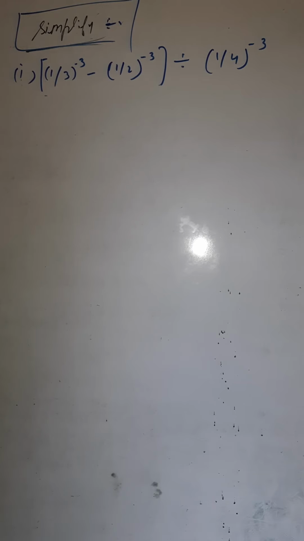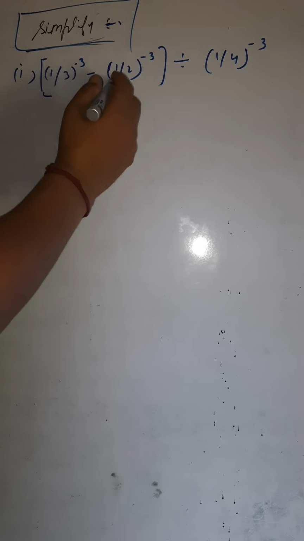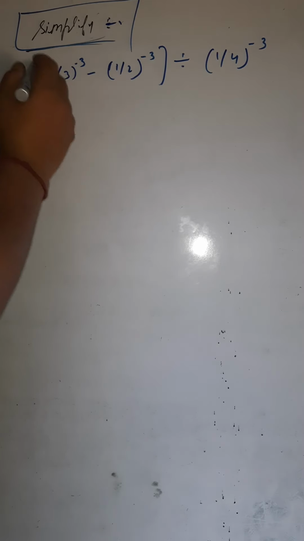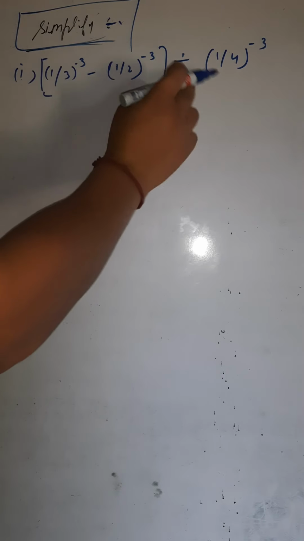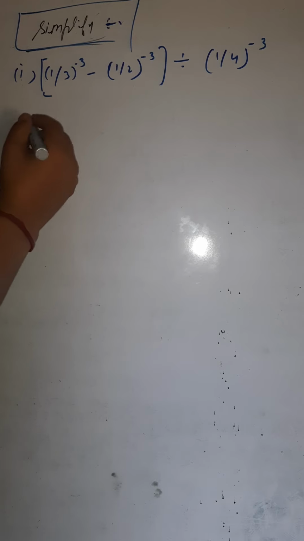So hello dear students, now we will move ahead in this second chapter of class 8th mathematics, that is Powers. I have some questions for you today. Question number one is (1/3)^-3 minus (1/2)^-3, enclosed inside a bracket, and then you have to divide this by (1/4)^-3. So how would you do this question?